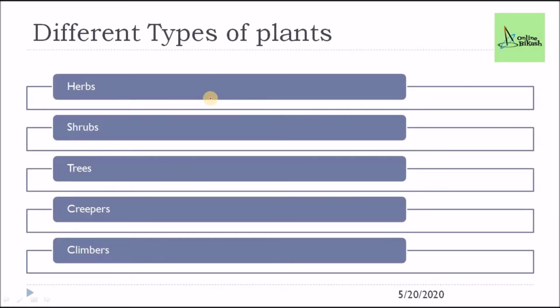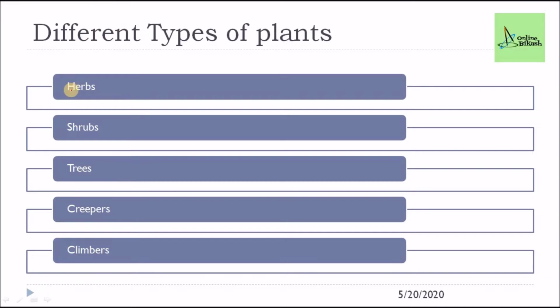Now whenever you look around your surroundings, you may observe different types of plants. Yes or no? Some are short, some are very tall, some are wide. From some trees you can get wood, better to say timber, to make various kinds of furniture. Some plants you have seen climbing on other objects or other trees, and some plants you have seen just growing along the ground. Okay, these different types of plants are seen in our surroundings.